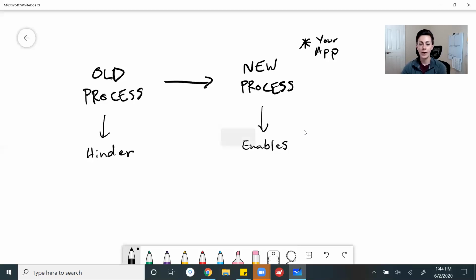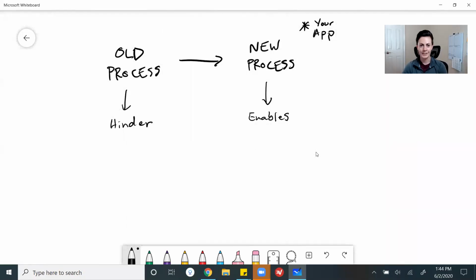So what I want you to do is first define the old process. And when I say define it, I mean literally write it out. Define, explain, write out what that old process looks like and what all the problems involved with it are, why they are hindrances. And then I want you to do the same for the new process. Define it, write it out.